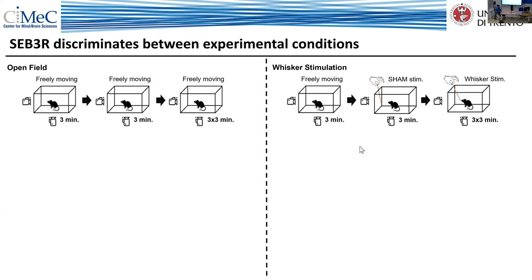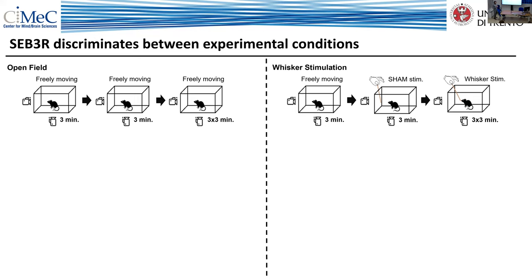Yeah, go ahead. So I was saying that we use a control condition where the animal is free to navigate the space, the open field, which is very widely used. And then we parallel it with another condition where there are 3 minutes of free navigation and then 3 minutes of sham stimulation, meaning that we introduce a stimulus, in this case a wooden stick, but we don't touch the animal directly. And then there are three sessions of 3 minutes of actual whisker stimulation.